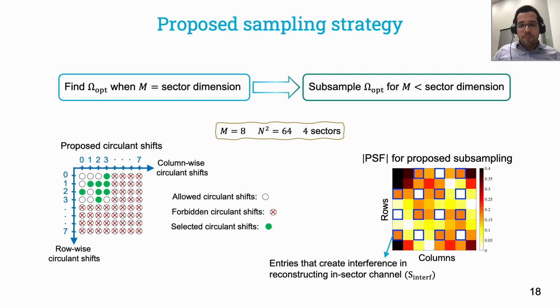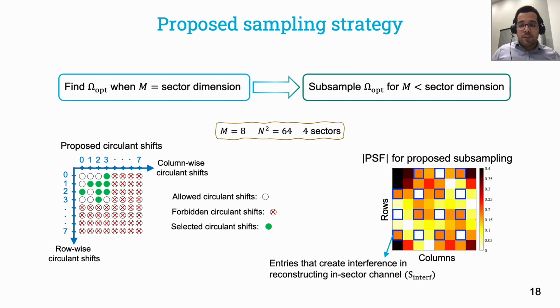Now, for the sub-Nyquist regime, which is the regime that we are interested in practice, the number of measurements m is smaller than the sector dimension. For this case, we choose to subsample the optimal omega at random. Here is an example of random subsampling that you can see. In this example, we have selected only 8 of the green bubbles at random. As you can see from the PSF, in this regime, there will be aliasing artifacts within the sector of interest that are given by the strength of the point spread function at these blue boxes.